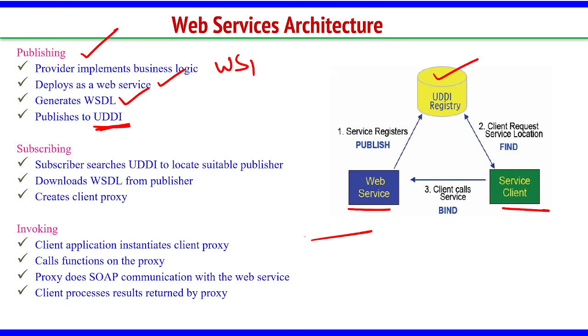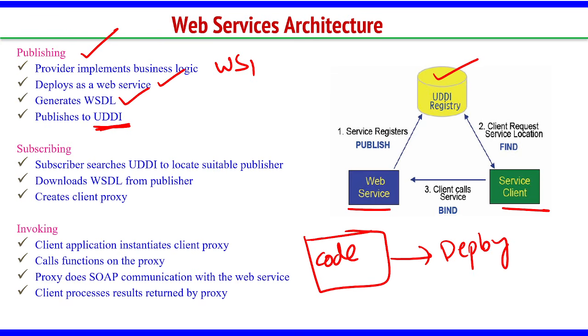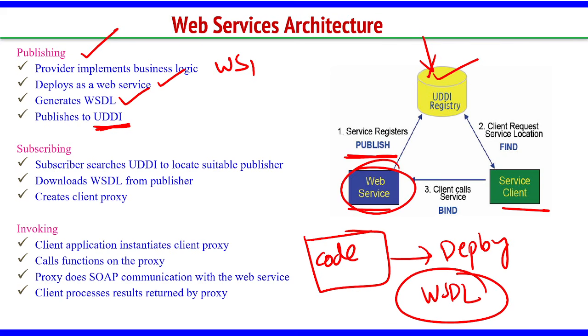A web service is a program, a small program or a feature, some functionality you are trying to implement. It is an SOA service. So, you will write this code, do the coding of this, then deploy it. After deploying, you will generate a WSDL file, and this WSDL file you will put in the UDDI registry. That is the first step, publish. I wrote the web service and then I am publishing it in the UDDI registry.